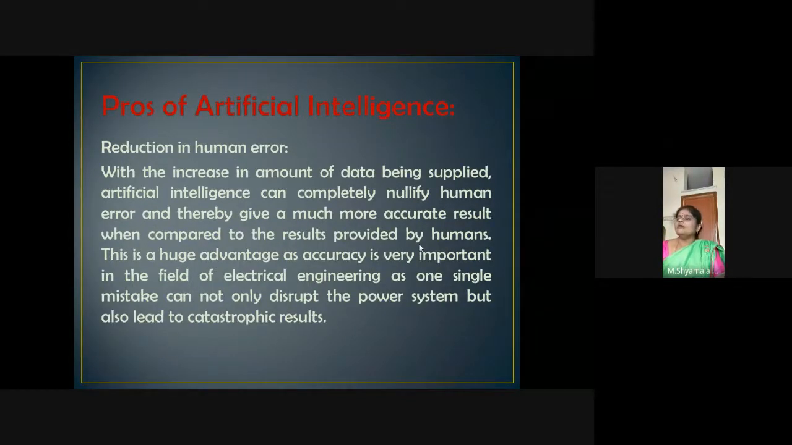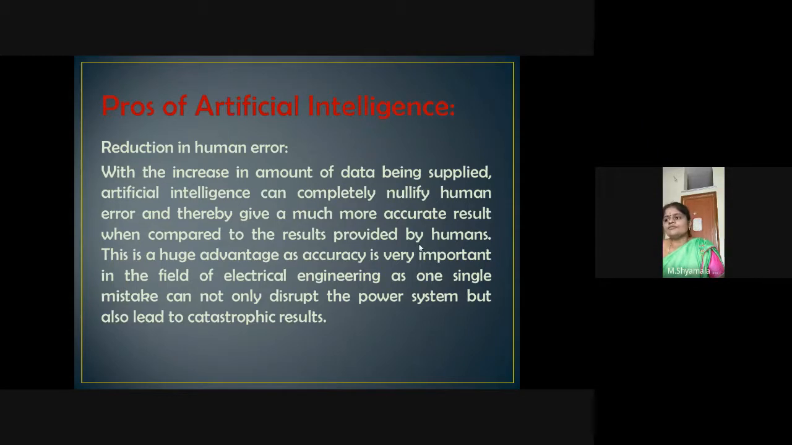So far we have covered what all the companies go for in artificial intelligence today. With this information, we are going to see some pros and cons of artificial intelligence. First, we will see some pros. The first is the reduction in human error.